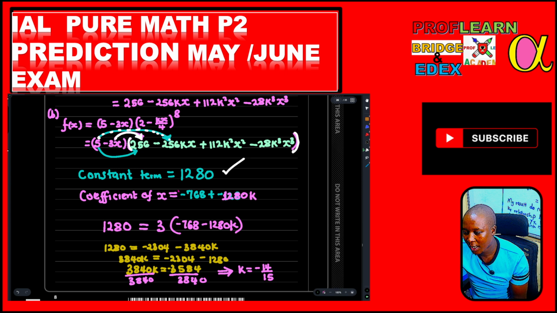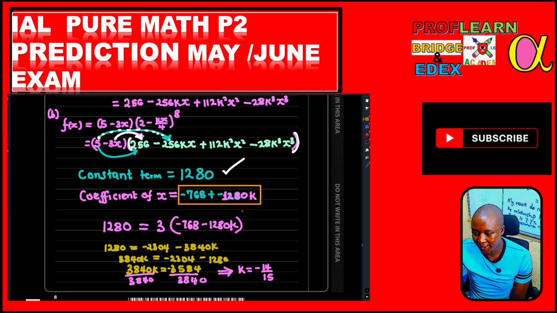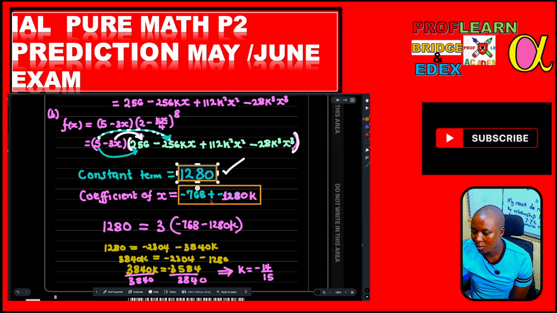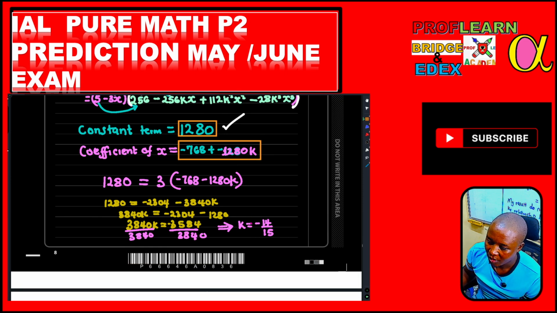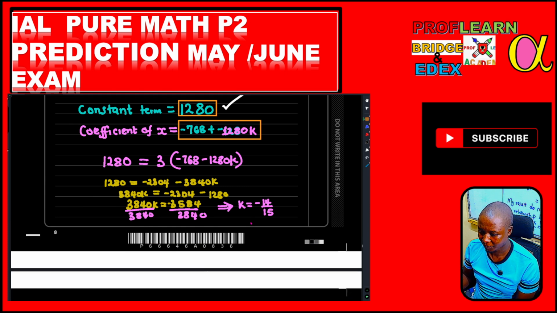So we are having our terms well seated here, but you see I've not included x because we are talking of coefficients of x. We were told the constant term is 3 times the coefficient of x, so 1280, which was our constant term, should be equal to 3 times whatever we have at this given point here. Then if we work it out and solve for k, we get k equal to negative 14 over 15.